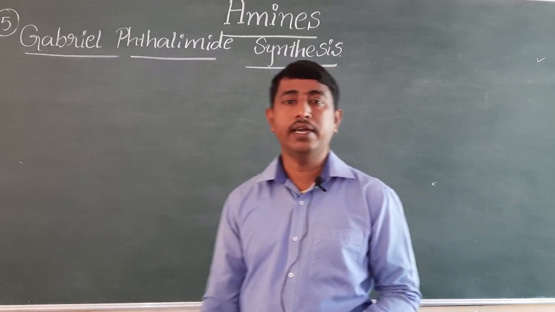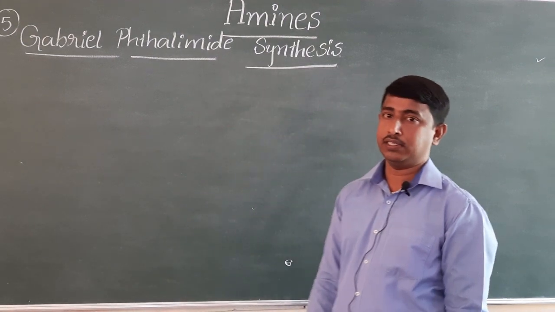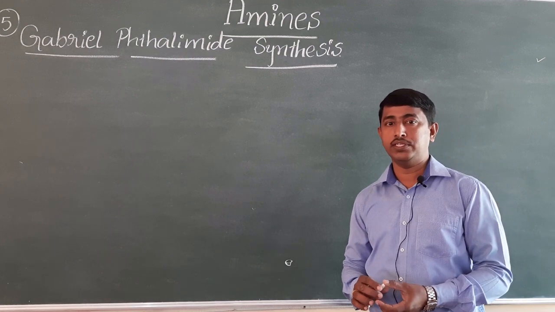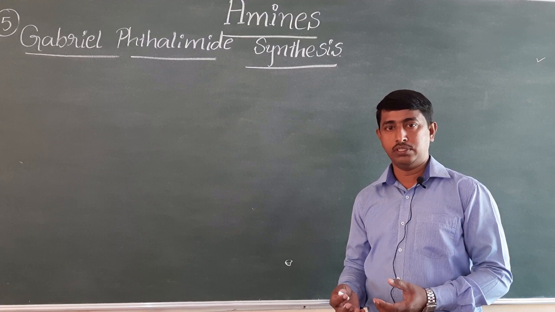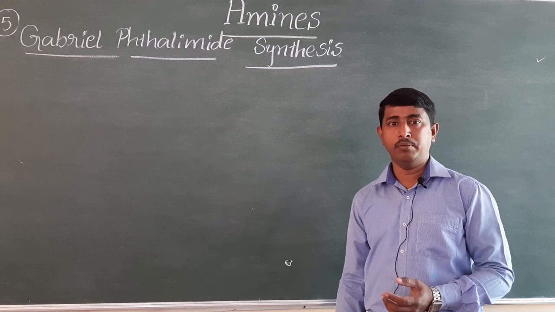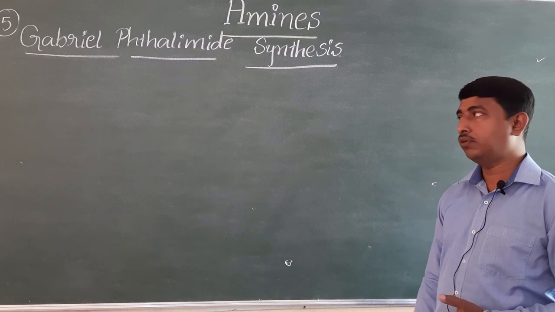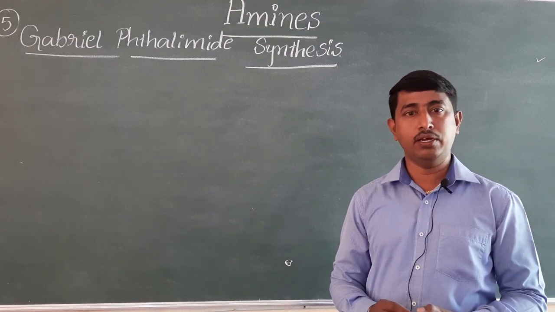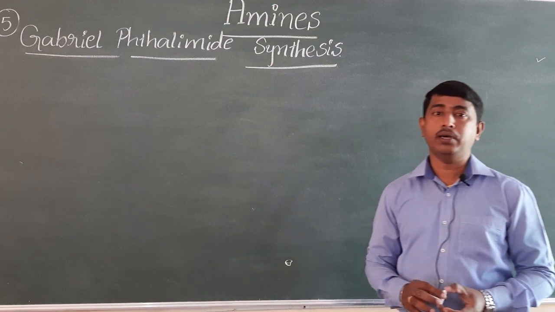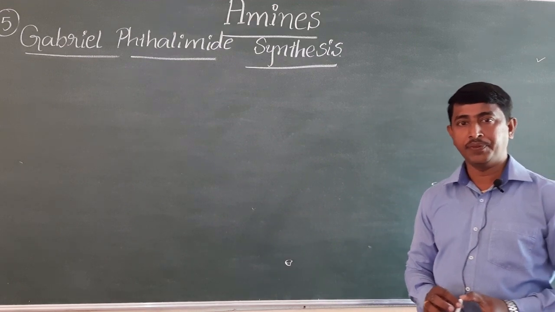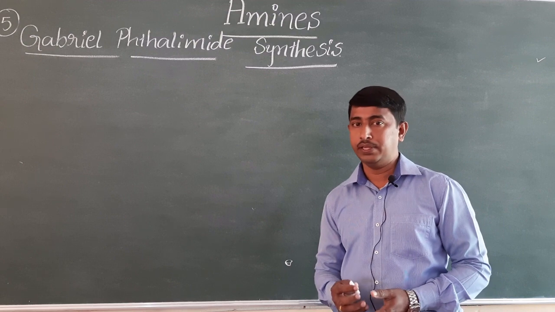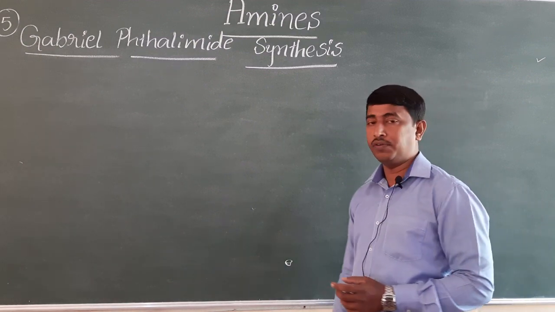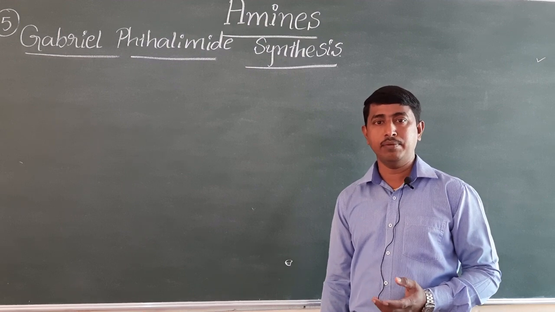Second method, by the reduction of nitriles. What are nitriles? Nitriles are the organic compounds which contain the CN functional group. CN means there is a triple bond between carbon and nitrogen. So we can reduce that nitrile by adding a reducing agent, that is lithium aluminum hydride, or we can also pass hydrogen gas in the presence of a catalyst like palladium, nickel or platinum. So by reducing nitrile we can get a primary amine. That is the second method.